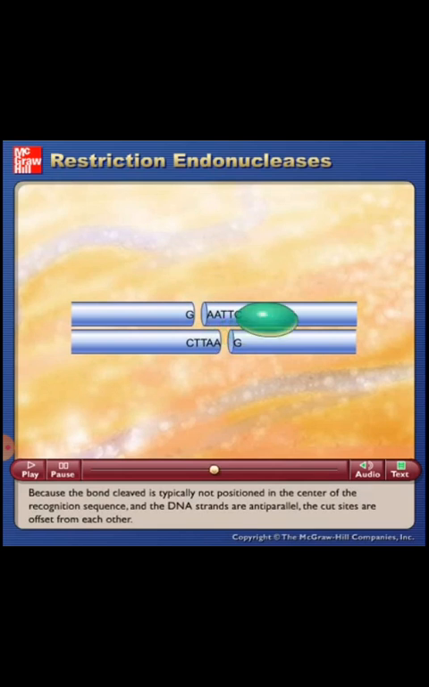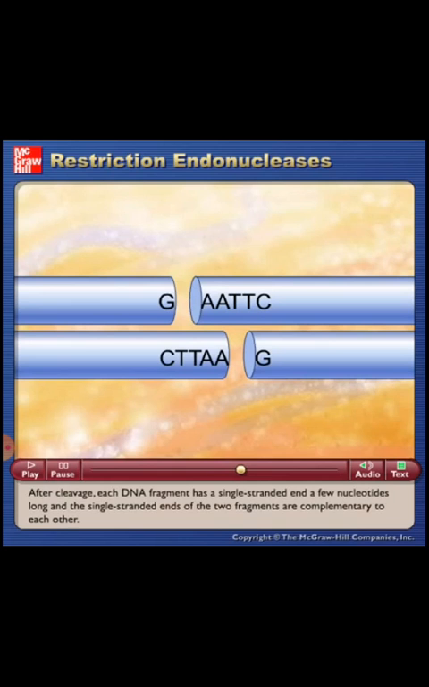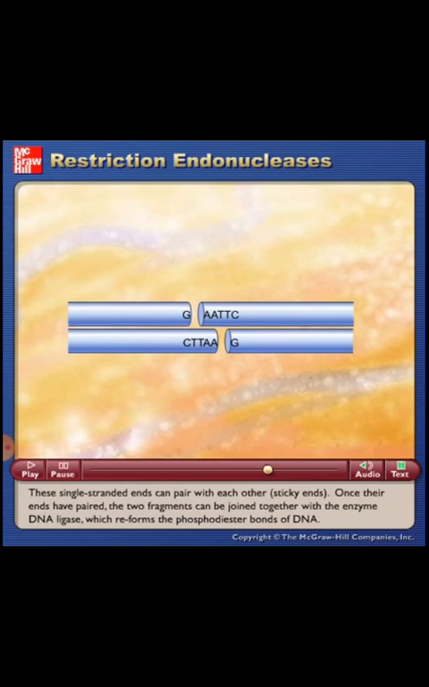Because the bond cleaved is typically not positioned in the center of the recognition sequence, and the DNA strands are antiparallel, the cut sites are offset from each other. After cleavage, each DNA fragment has a single-stranded end a few nucleotides long, and the single-stranded ends of the two fragments are complementary to each other. These single-stranded ends can pair with each other, sticky ends. Once their ends have paired, the two fragments can be joined together with the enzyme DNA ligase, which reforms the phosphodiester bonds of DNA.